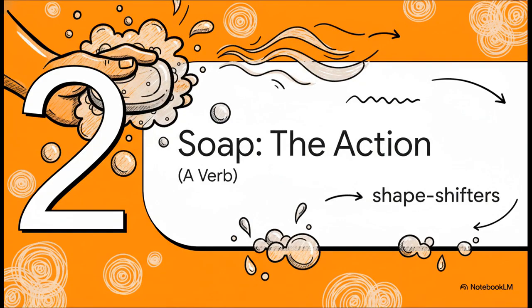All right, now the blueprint is about to get even cooler. A ton of English words are like little shapeshifters. They can be more than one part of speech. Soap isn't just a thing. They can also be an action. And in grammar, an action word is what we call a verb.